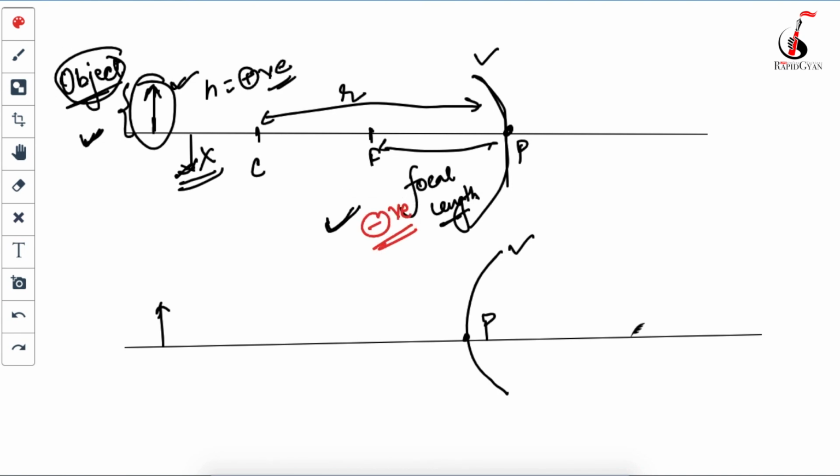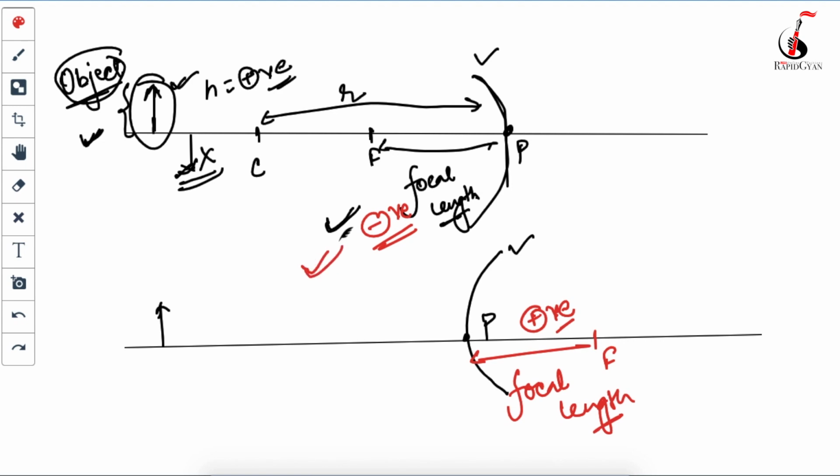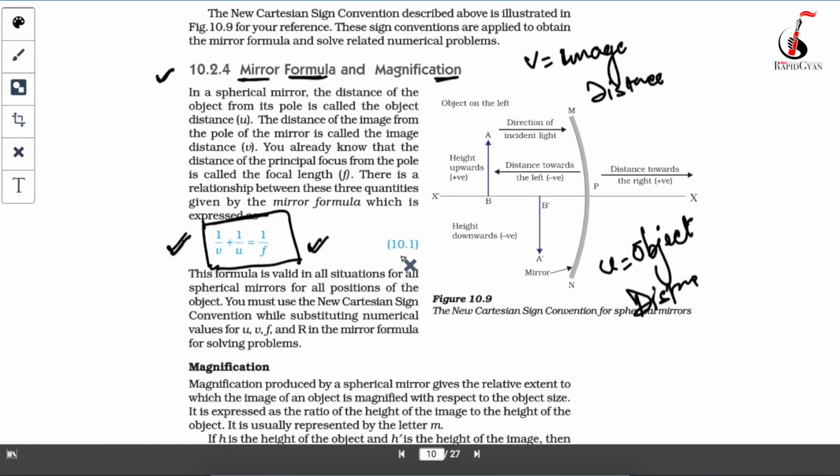But in case of convex mirror, your F is on the right hand side. Just remember, your F is on the right hand side. So in this case, this will be positive. Just remember this. This is very important while solving the numericals. That's why I'm explaining a lot, so that you guys will understand. Okay, so this is your mirror formula.